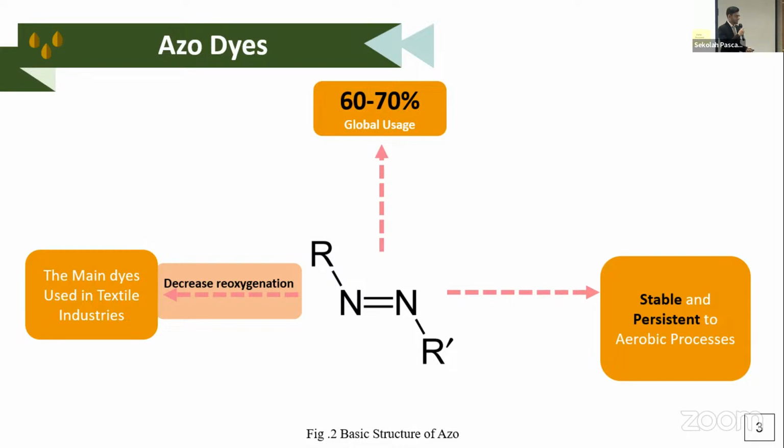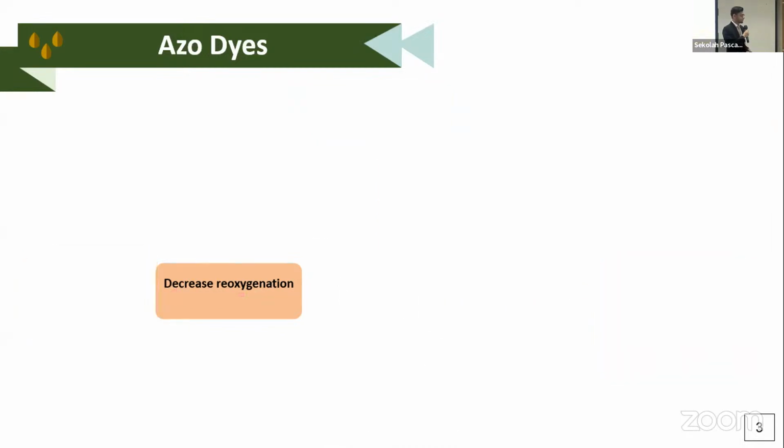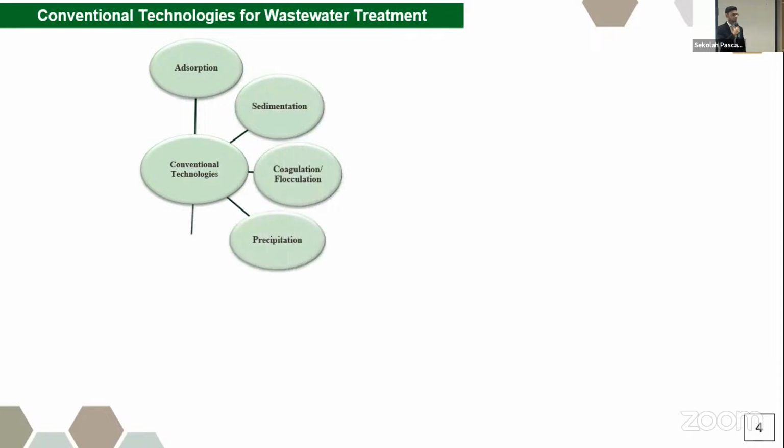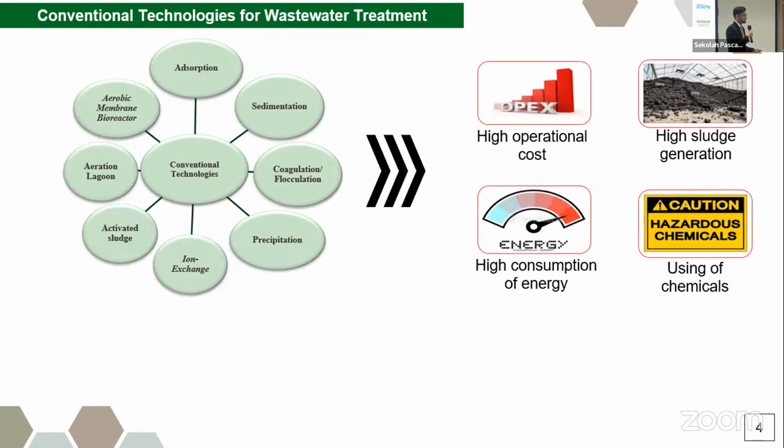The problem with azo dyes is that they are stable and highly persistent against several kinds of treatment processes and technologies. Till now, there are several conventional technologies for textile dyeing wastewater treatment. Among them, these are some of the conventional technologies. But the problem with these conventional technologies is that they have high operational cost. They produce excessive sludge after the treatment process. They consume high energy, and they use excessive chemicals for the treatment process.